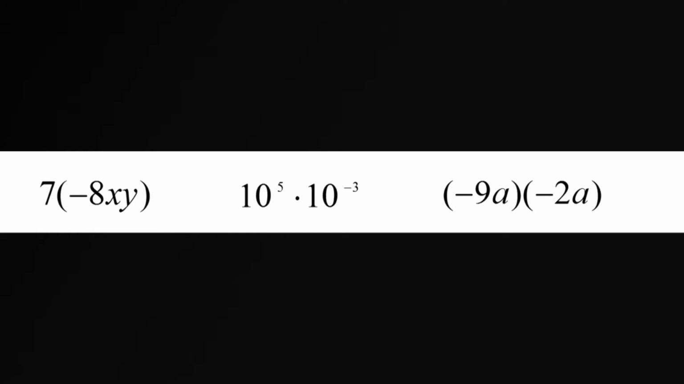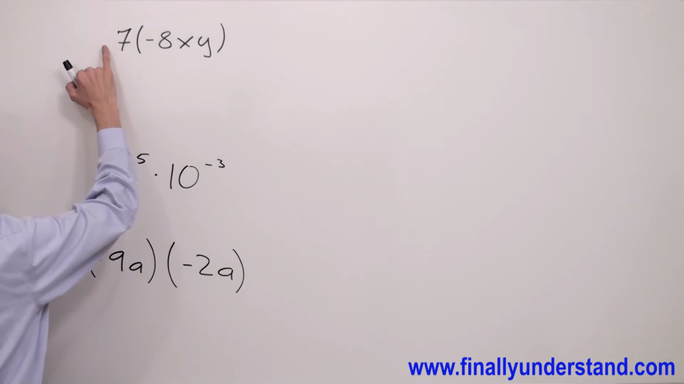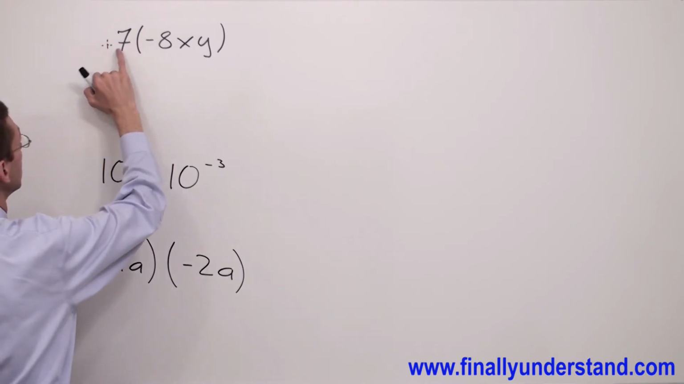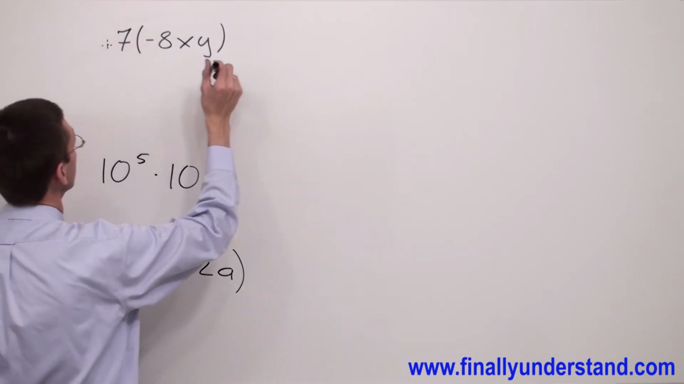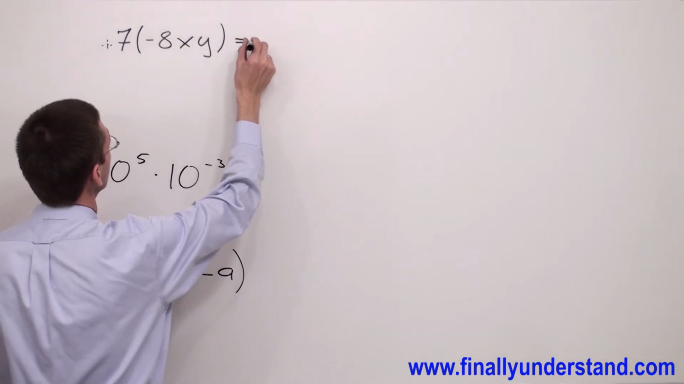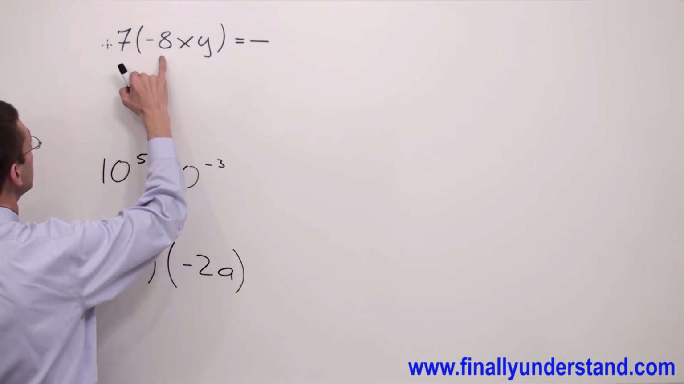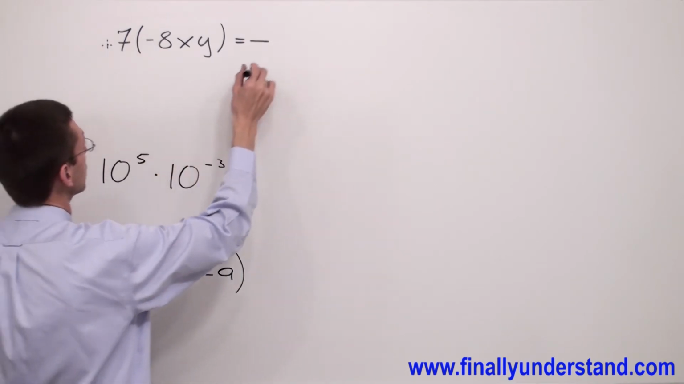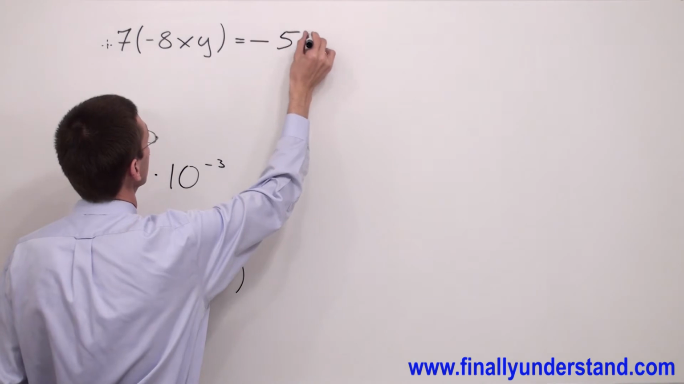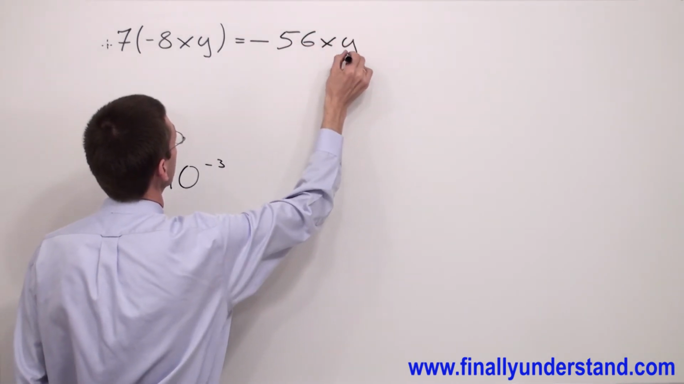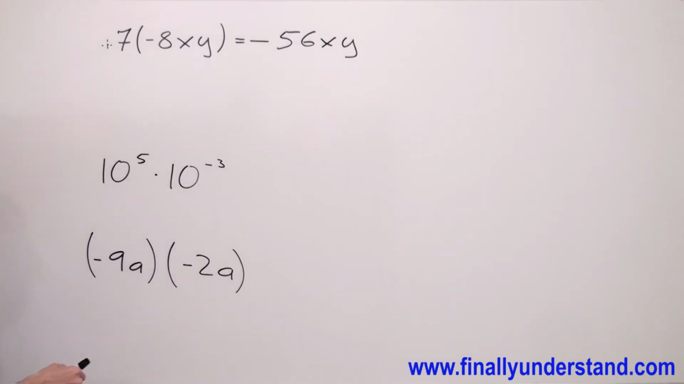First, we have to multiply the signs. Remember, anytime there is not a visible sign next to the variable or number, there is always a positive sign. Positive times negative gives me negative. 7 times 8 is 56. And I have to copy x, y. This is the solution for my problem.